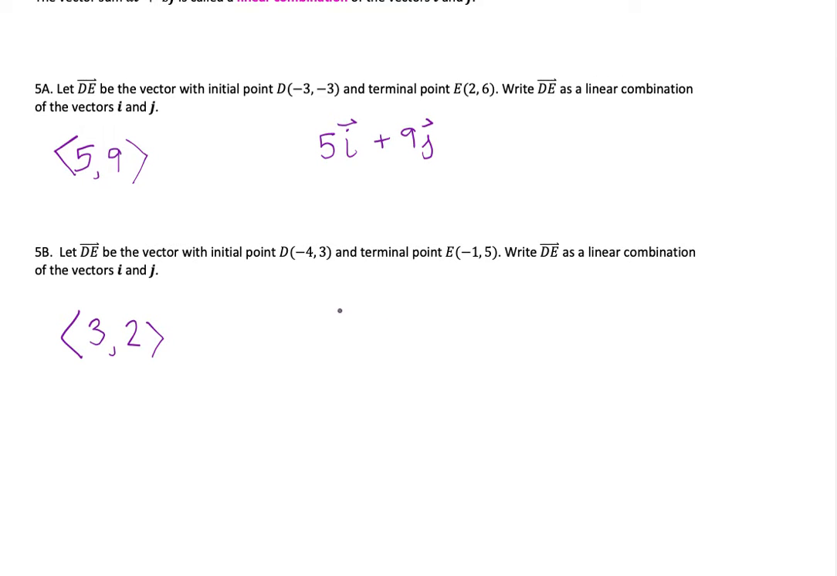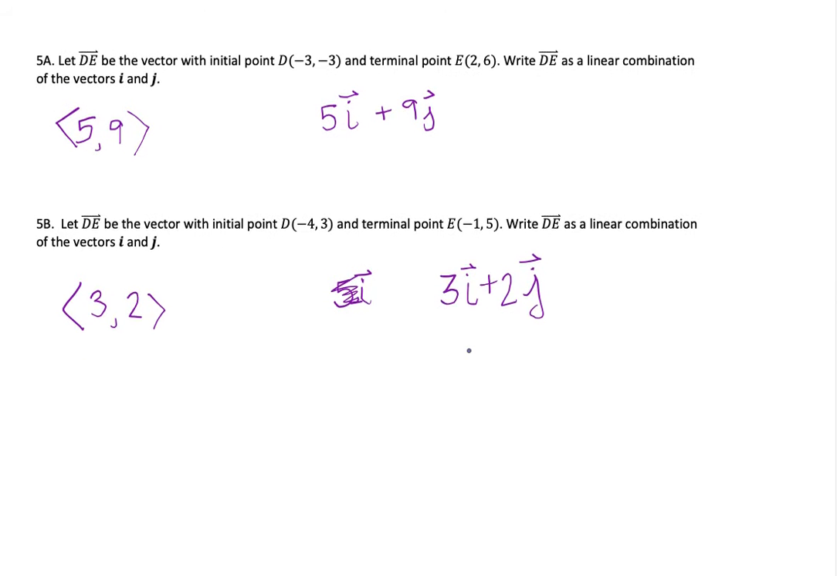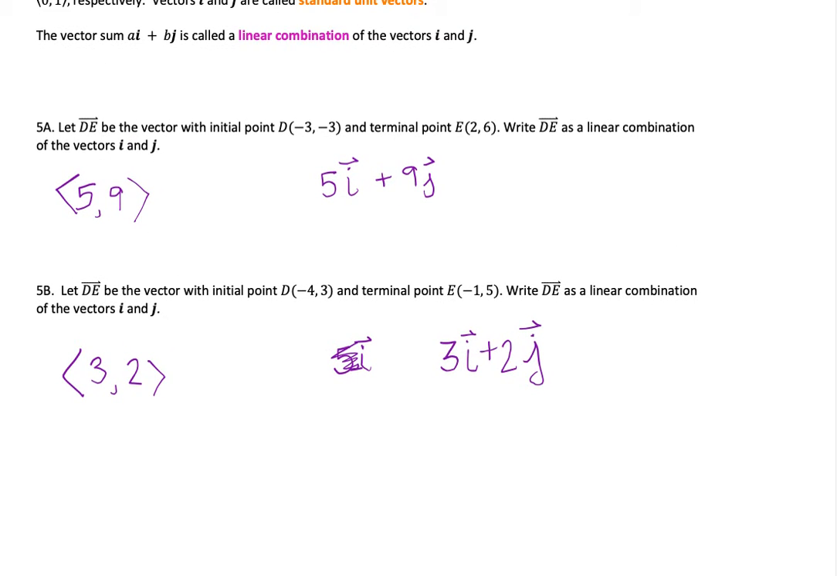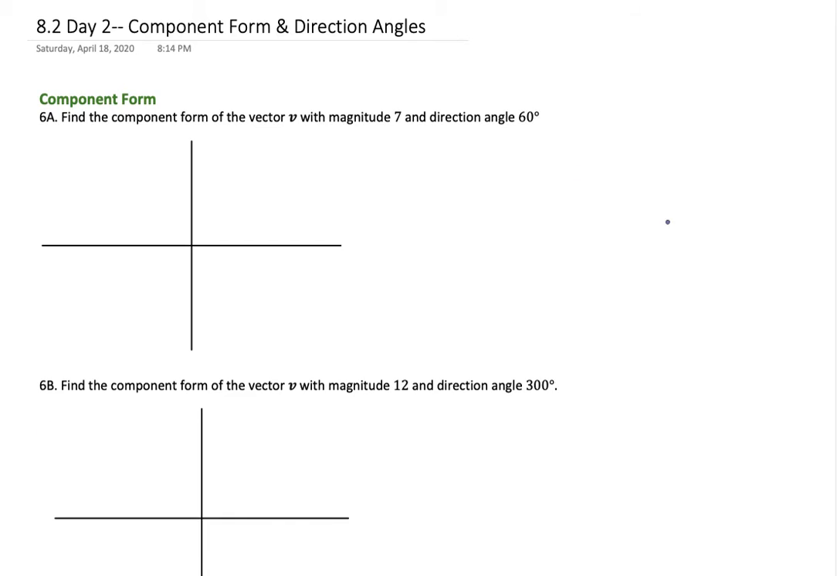So my answer is going to be 5 vector i. Why did I do 5? That was kind of silly. 3 vector i, I think I was looking up here, plus 2 vector j. My i's and j's are so wonky. Okay, let's go to probably the hardest part about the whole lesson. We're going to talk about component form and direction angles.